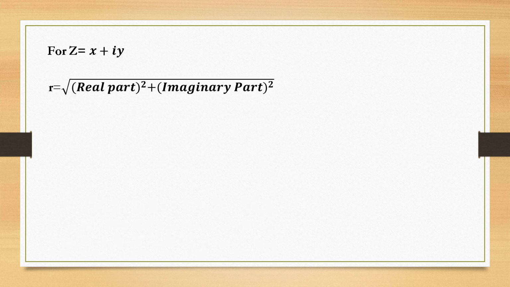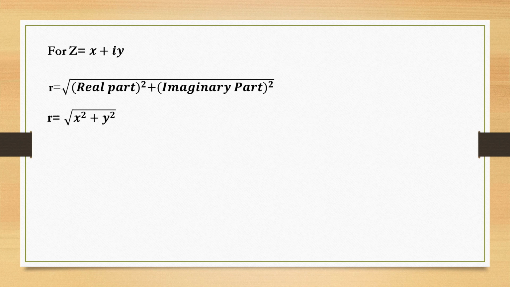Now let's learn how to find the value of r. Let's say the given number is x plus iota y. The value of r is equal to the root of the real part squared plus the imaginary part squared. For this number, because the real part is x and the imaginary part is y, r will be under root x square plus y square.